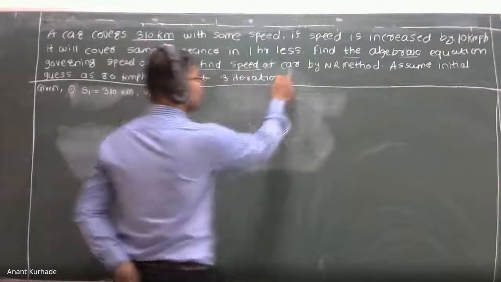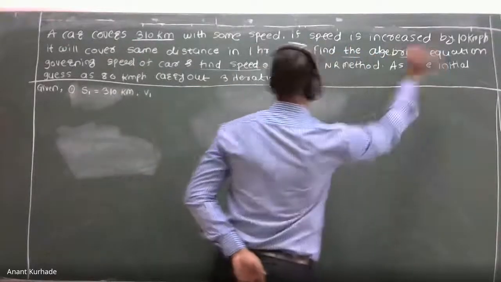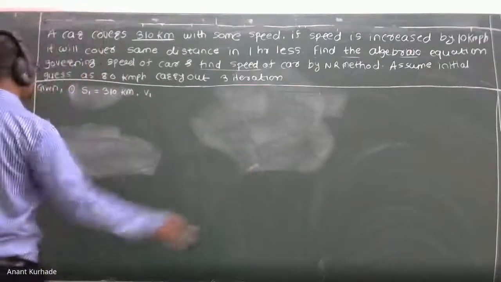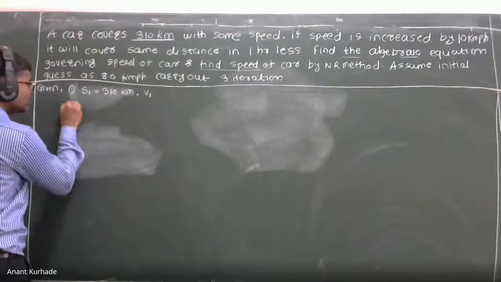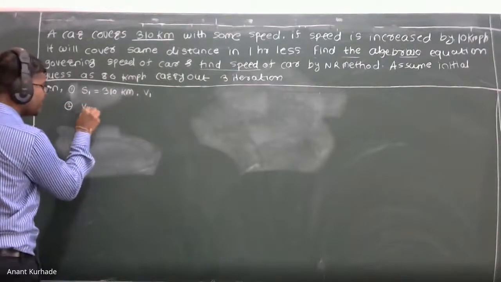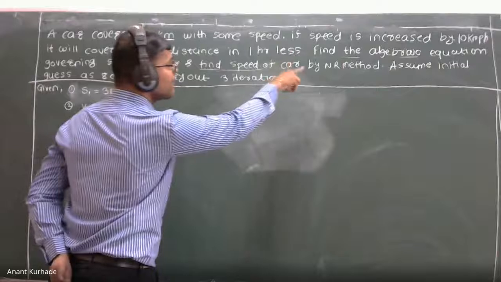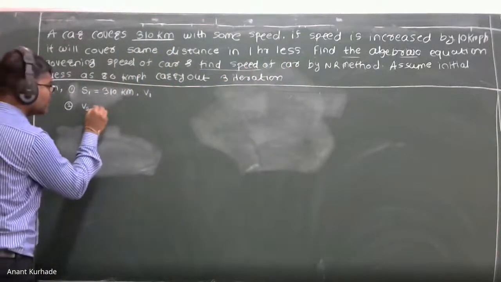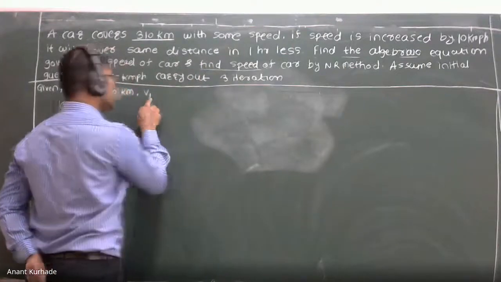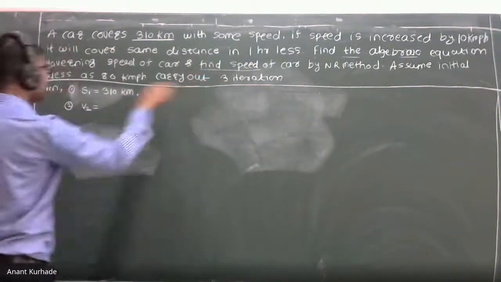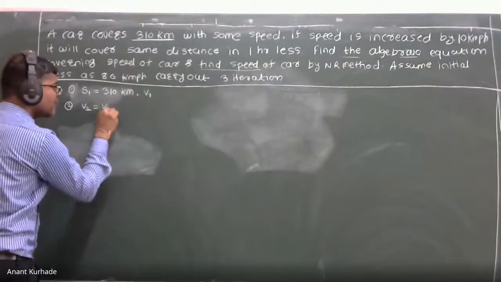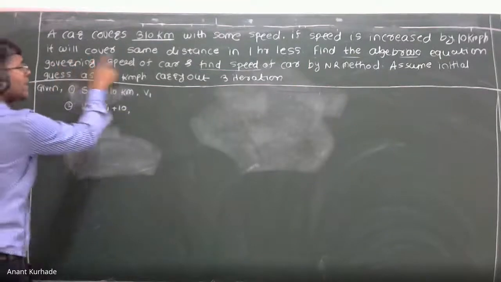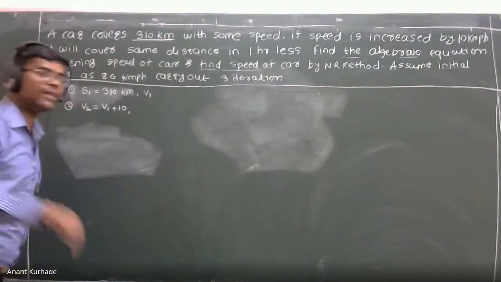Now, next condition, what is the condition? If speed is increased by 10 kilometers per hour, what is the second condition? What is that speed? It is V2. If we increase the speed by 10 kilometers per hour, we can write V1 plus 10. So it will cover the same distance.